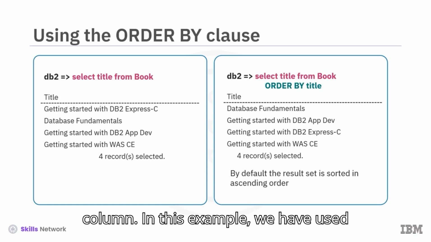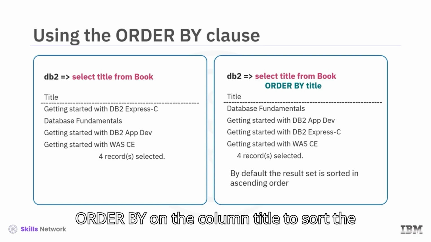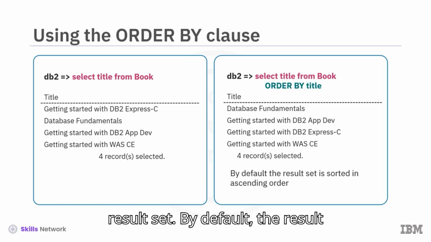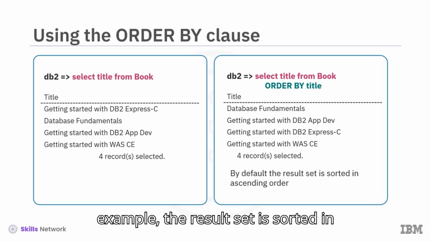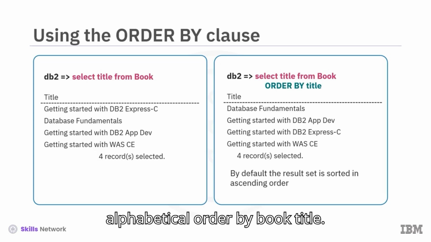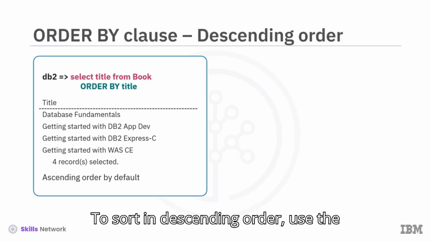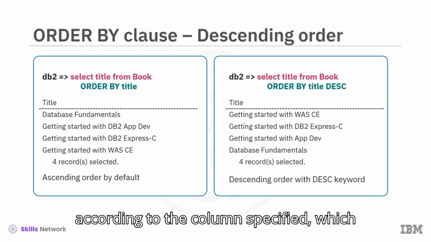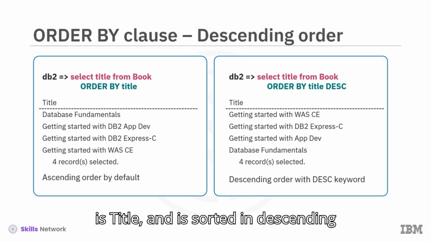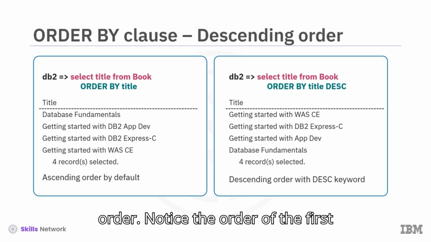In this example, we have used order by on the column title to sort the result set. By default, the result set is sorted in ascending order. In this example, the result set is sorted in alphabetical order by book title. To sort in descending order, use the keyword desc. The result set is now sorted according to the column specified, which is title, and is sorted in descending order.